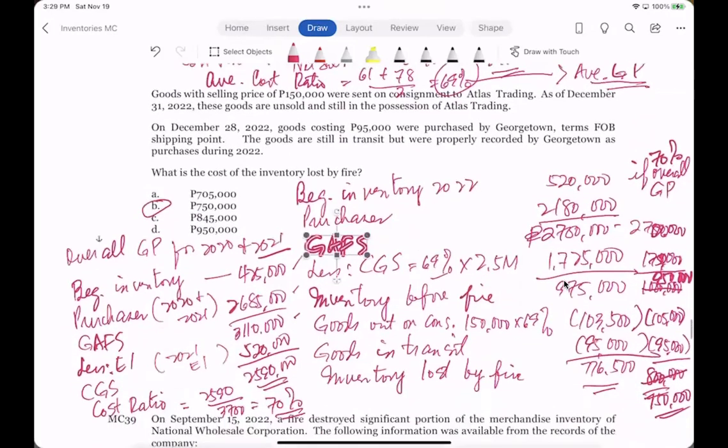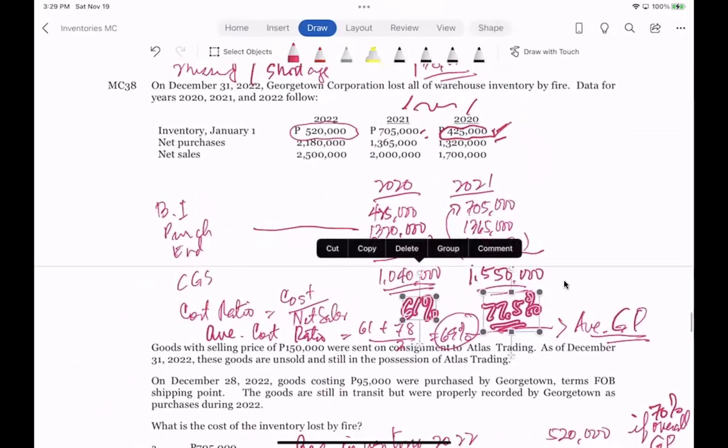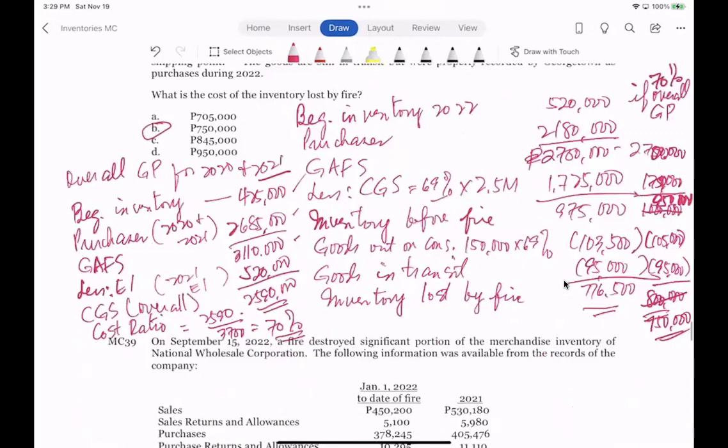Therefore, that is your cost of goods sold overall for the 2-year period. Then your cost ratio will be computed by dividing the overall cost of goods sold for the 2-year period by the total net sales for the 2-year period, 2021-2020. So that's 1.7 and 2 million, so that's a total of 3,700,000. Therefore, your overall gross profit ratio is 70%.